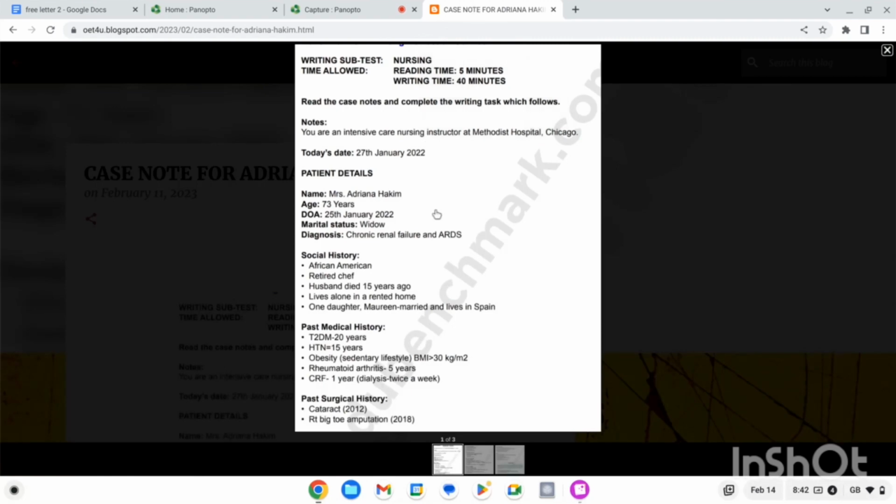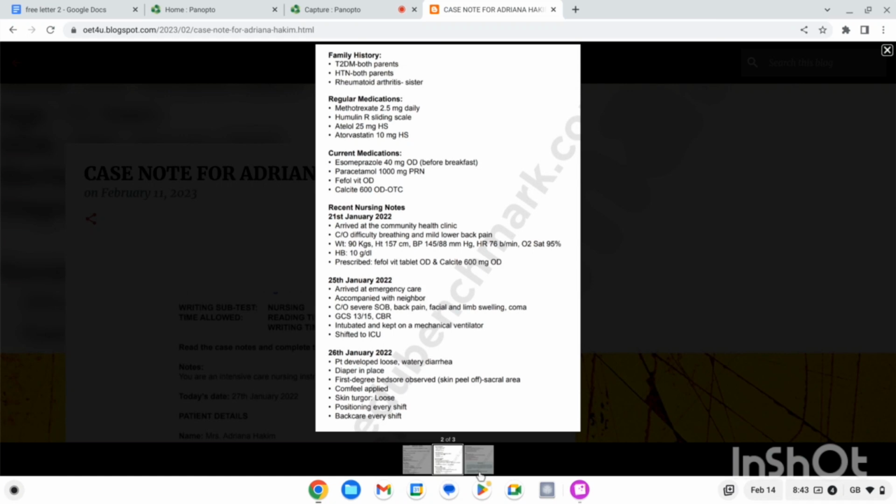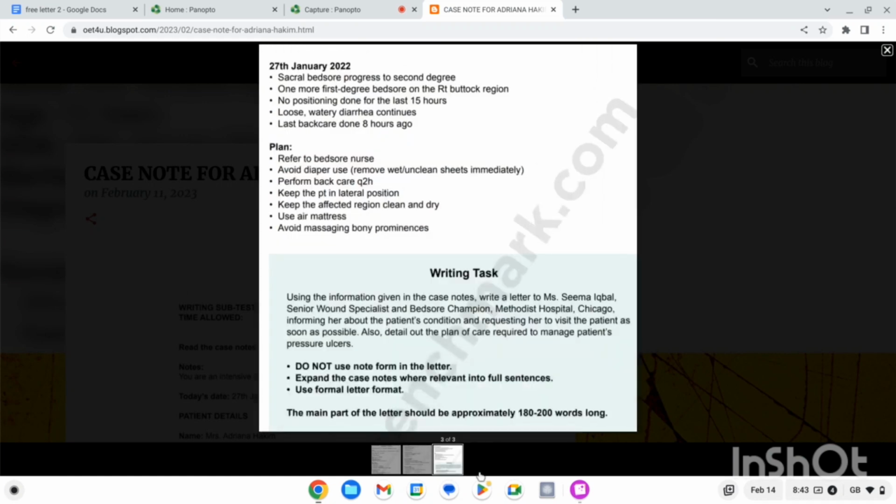The first important thing is that the writing sub-test has 45 minutes, and the first 5 minutes is for reading time. Utilize that 5 minutes to understand your case notes, especially what the writing task is and what is in your case note. I will tell you why it is very, very important. Here the writing task is written at the end of the case note.